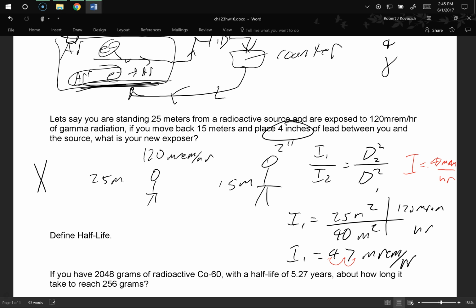Why'd I move the decimal place? Because there's lead shielding in between me and it. Because 2 inches of lead is 1/10 thickness, and there's 2 inches twice, so I move the decimal place twice. Probably doesn't matter for the significant figures question.